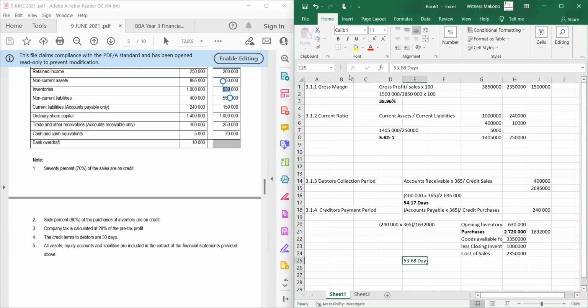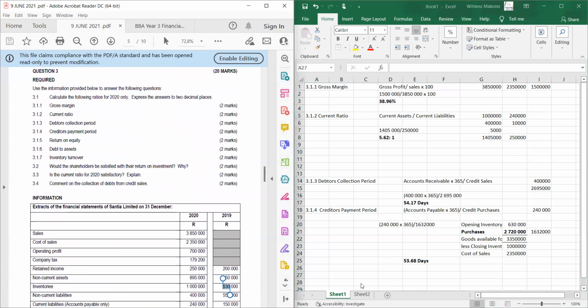Yes, so it's days, because it's the creditors payment period. So we take 54 days to collect money from our debtors, and we take 53 days to pay up our creditors. So this is not right, because we should delay to pay and be quick to collect. So this is not a good scenario. This one was supposed to be like 20 days, and this one 53. If they say comment, let's look at the return on equity.